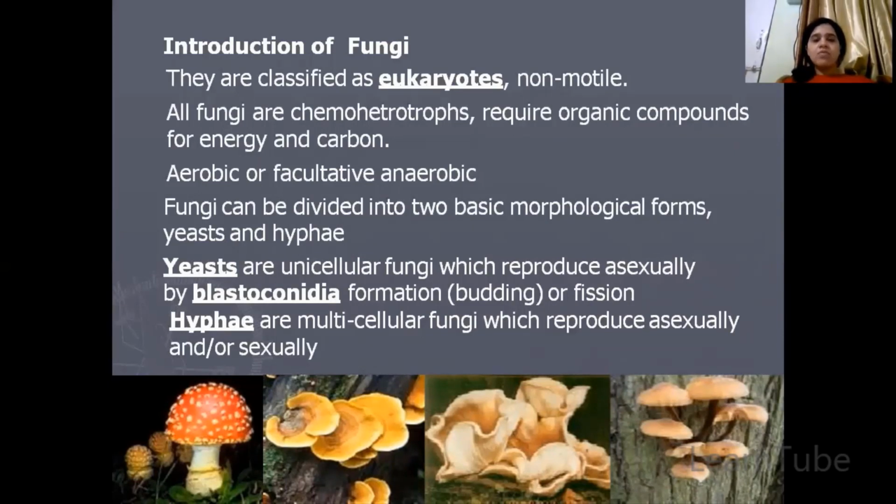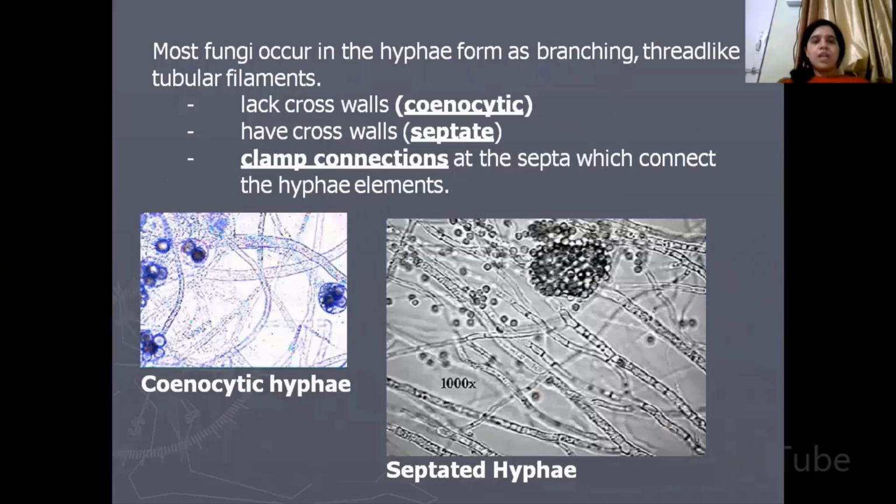The synonym for budding is blastoconidia. Whatever buds are formed, those are also called blastoconidia. So that's why this process is scientifically known as blastoconidia. Now most fungi occur as hyphae. Hyphae are thread-like structures, branching and thread-like. So here you can see the long threads. Those are called hyphae.